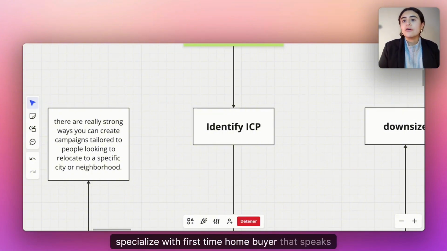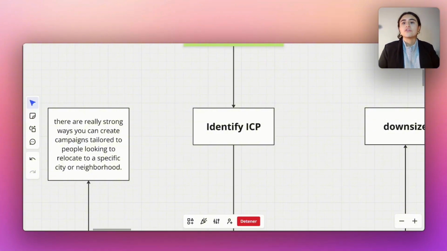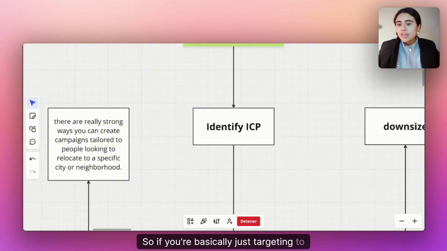in first-time home buyers that speak Spanish. If I'm a first-time home buyer that speaks Spanish, I will of course go with a realtor that is talking to my specific desires and pain points, because I just resonate more with that audience. So if you're targeting everybody, you are talking to nobody.